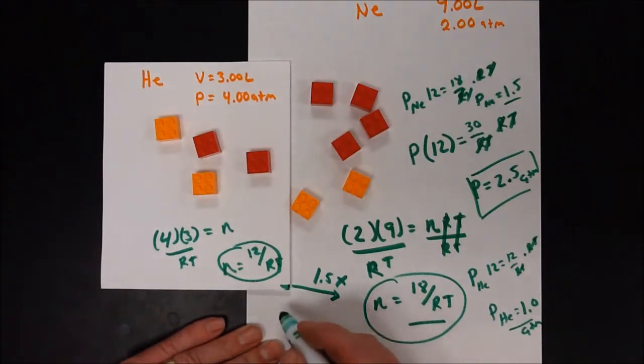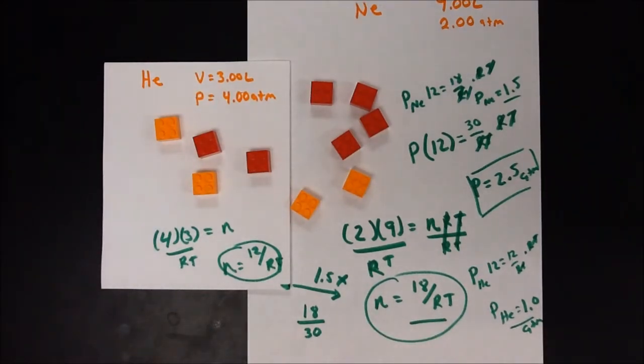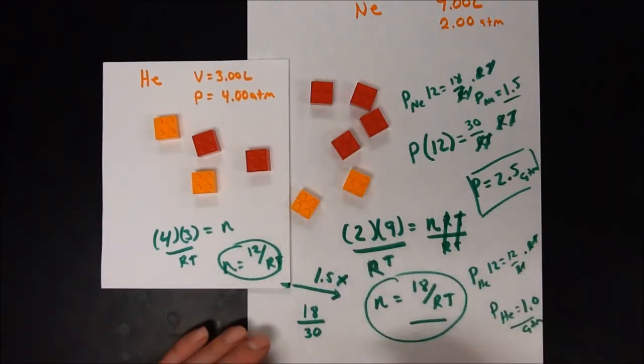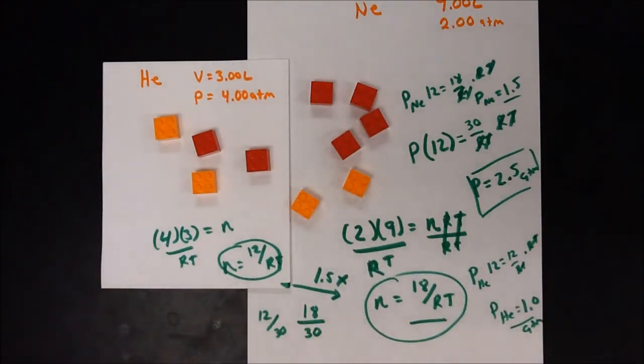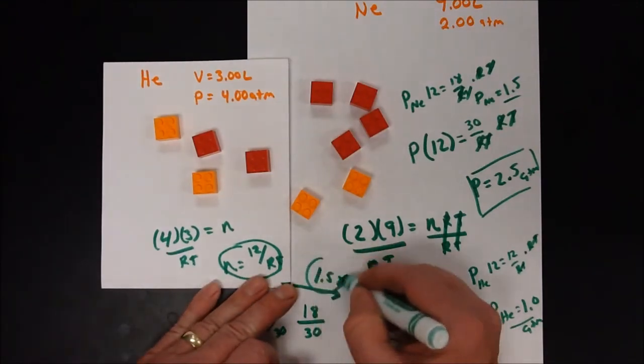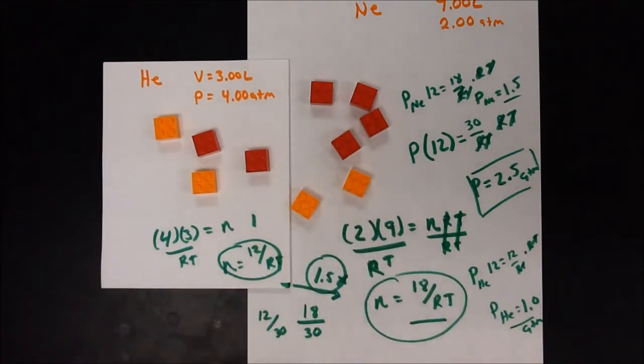So we could look at this a couple of ways. We could call it the neon amount, 18 is to 30, the total amount, leaving off the RT. That much is the pressure that comes from the neon. Or we can do it the other way, 12 out of the 30, which again, those reduce down to give us that 1.5 to 1 ratio. One part of the pressure came from the helium, 1.5 came from the neon.